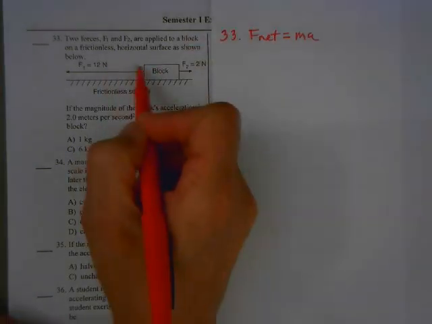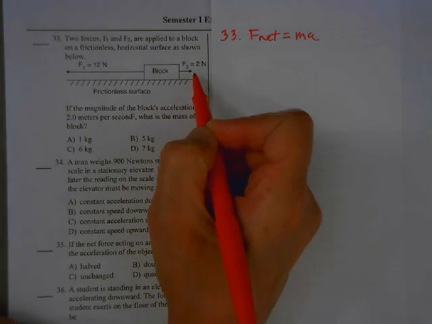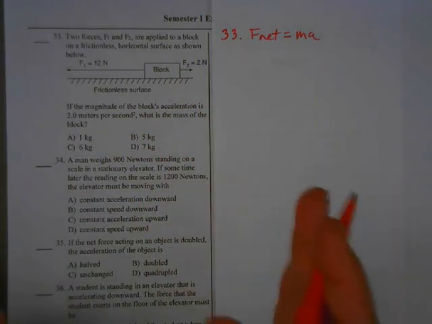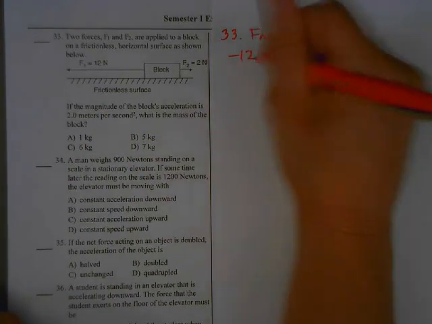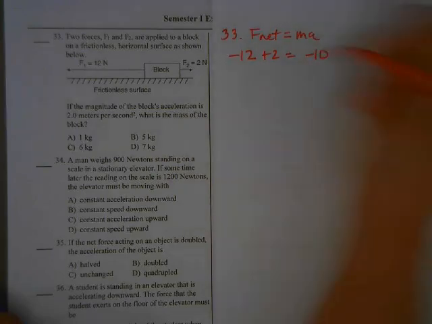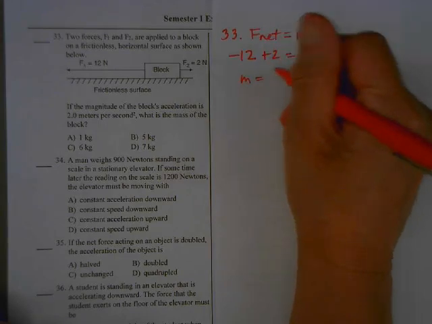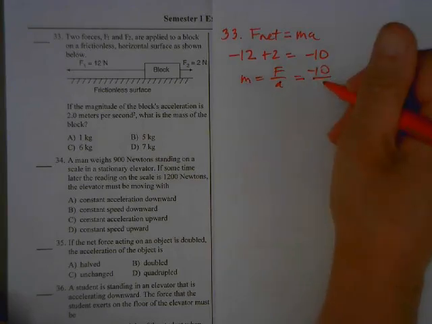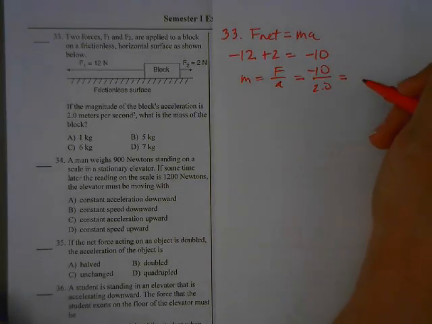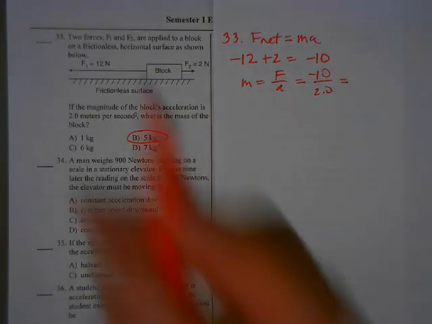So the net force, I have 12 going to the left and 2 going to the right. It doesn't matter which way you do it, because they just want to know the mass of the block. It's negative 12 plus 2, which is negative 10, my net force. So m is equal to F over a. Negative 10 over the acceleration, which is 2, would be 5 kilograms. So the answer is B.